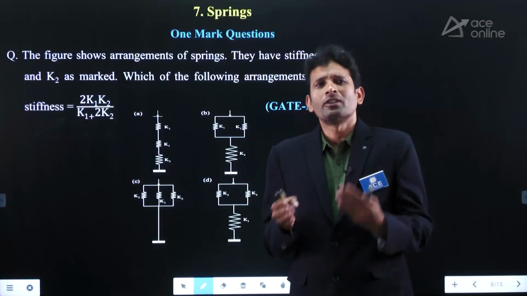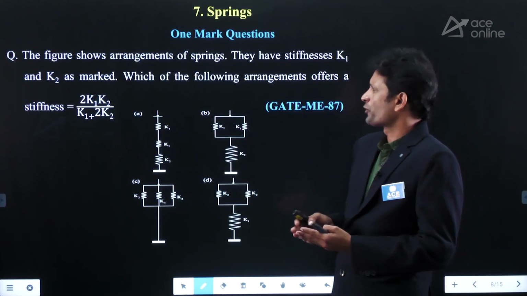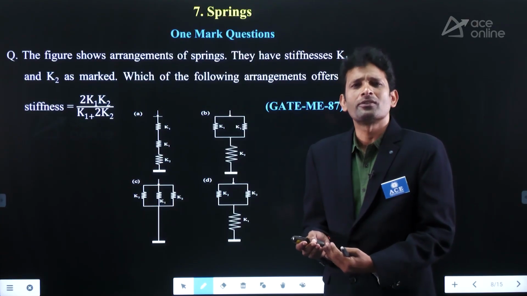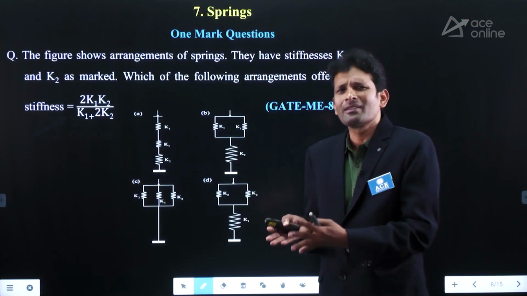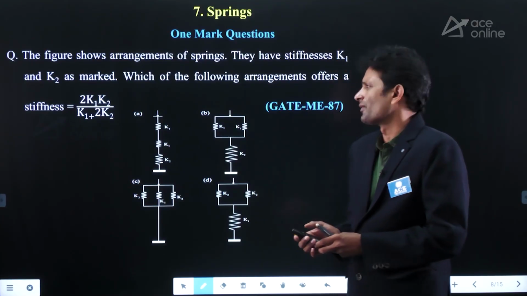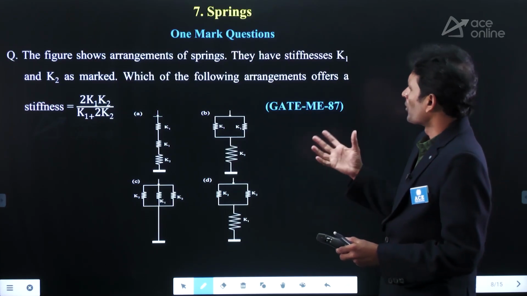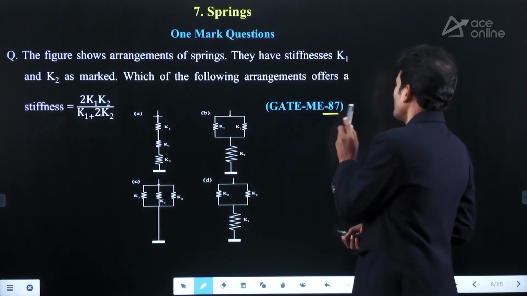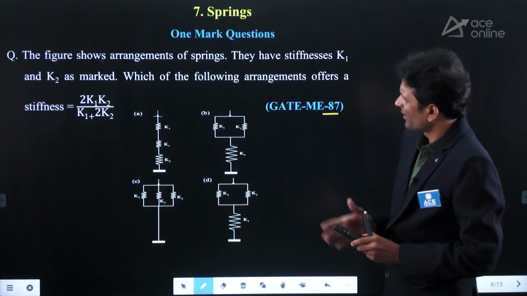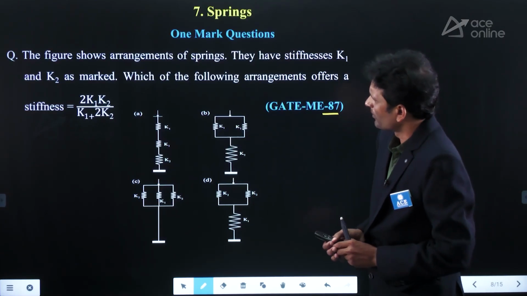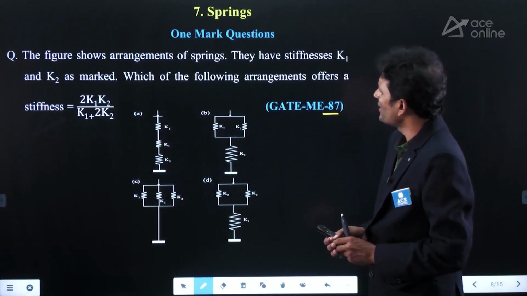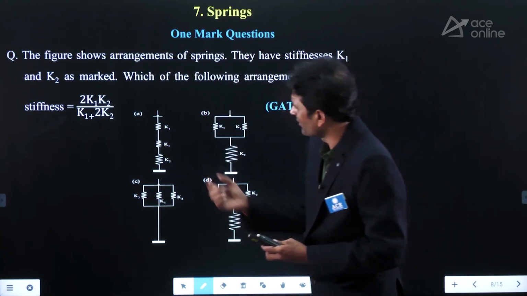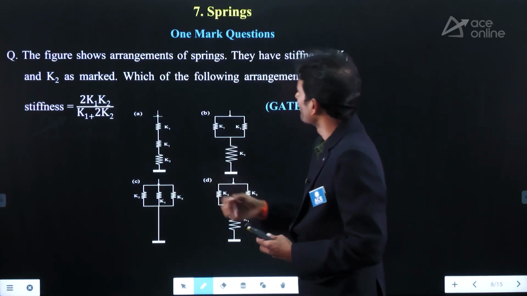Now let us take another topic, that is the concept of springs. Frequently from springs we are having questions, but very simple questions, simple numericals. Now I am taking the topic. Now see one more question. This is from GATE 87, very long back. Try to observe this question. One more question. The figure shows the arrangement of springs. Here we are having various arrangements in options.